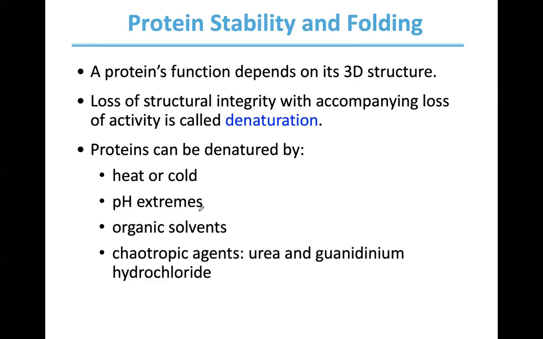And agents such as urea, guanidinium hydrochloride. You remember from Sapling, there was a reason why I gave a urea question on the Sapling. How many hydrogen bonds can urea make? Lots. That's why urea is used for protein denaturing.